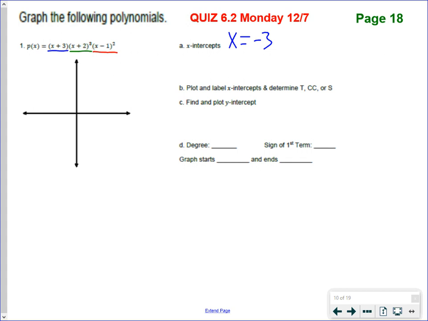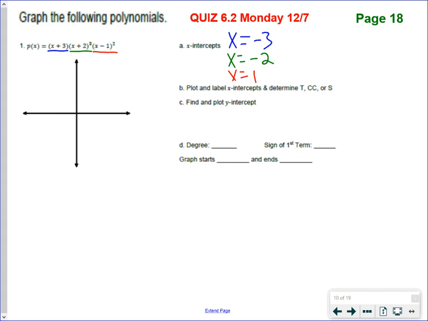Okay? For the second one, in green, x plus 2 cubed will equal 0 when x equals -2. And lastly, for x minus 1 squared, x minus 1 squared will equal 0 when x equals 1. Right? For each one of these, you plug them back into that factor. The factor will give you 0. 1 minus 1 is 0. For the green, -2 plus 2 is 0. And for the blue, -3 plus 3 equals 0. And that's what we want. So we have our x-intercepts.